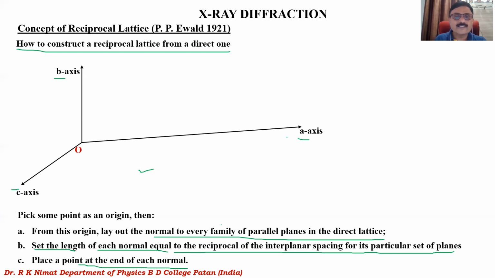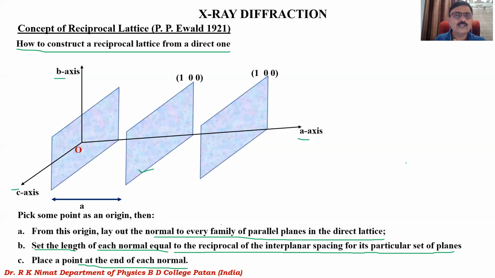So suppose this is the A axis, suppose this is the B axis, and suppose this is the C axis, and suppose O is the origin. Now we can consider the 1, 0, 0 planes, meaning the planes having the Miller indices 1, 0, 0. That is what we'll consider. So those planes can be shown like this.